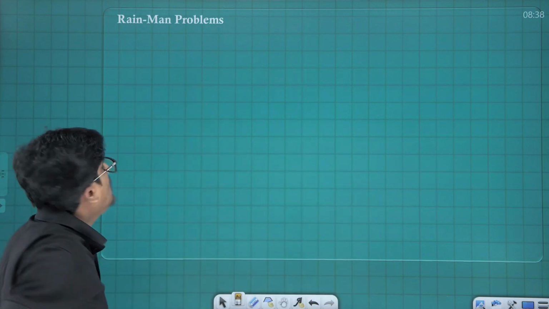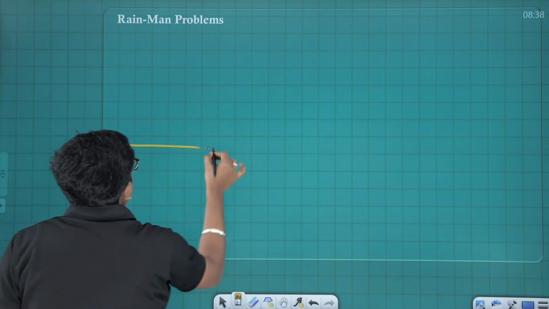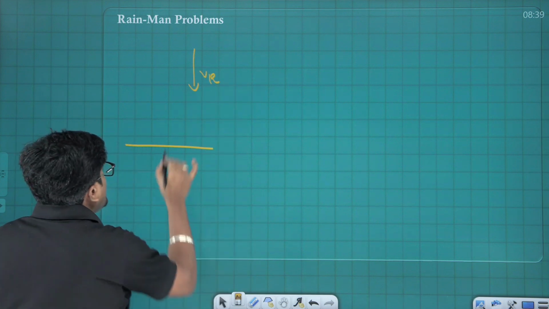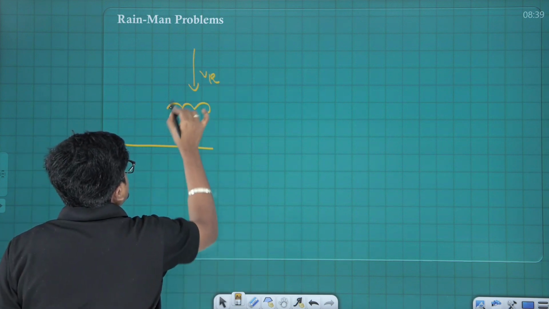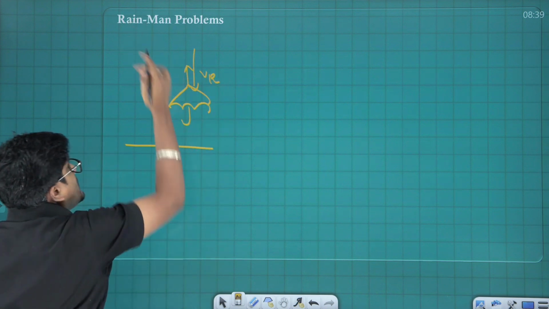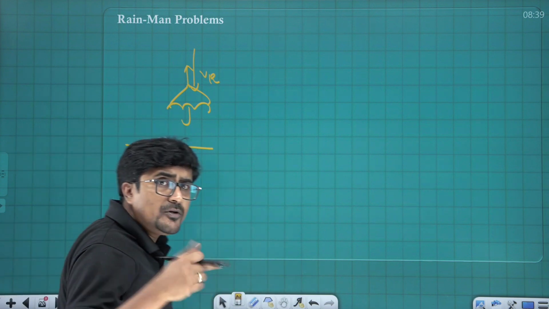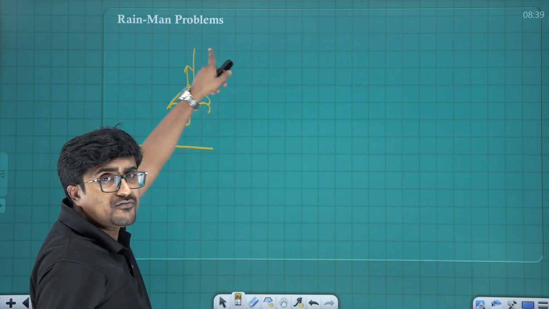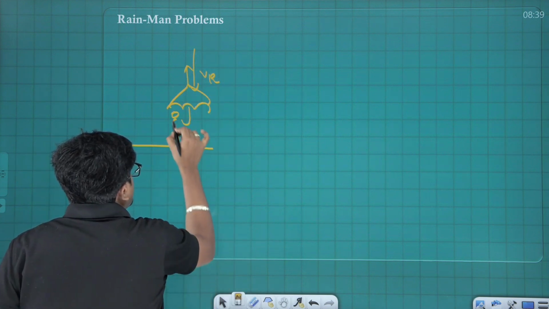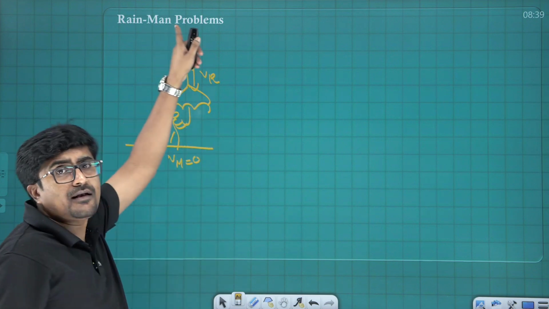Then the next one is the rain man problem. All right, that means here let this be the direction of rain, Vr. If somebody is standing here and wants to protect themselves from the rain, they are supposed to keep the umbrella like this in the upward direction. That means the umbrella needs to be in the opposite direction of what? Velocity of the rain with respect to the man. And in this case, this particular person is standing here, so velocity of man is 0, stationary. In that case, you may hold it like this.